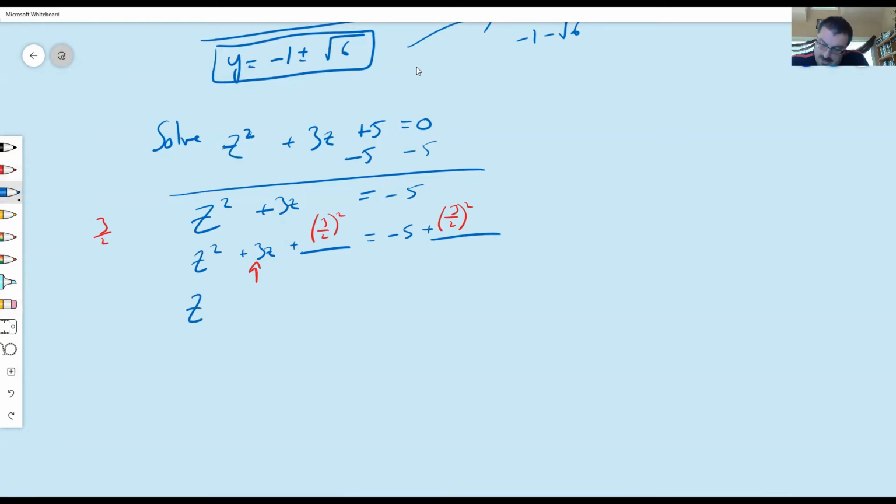So factoring gives me z plus 3 halves, since 3 halves plus 3 halves equals 3, so we'll put plus for the middle term, and then 3 halves squared equals minus 5 plus 3 over 2 squared, which is 9 over 4. Before we can go on, we need to combine like terms if possible. Minus 5 is actually a fraction, minus 5 over 1. So the LCD is 4.